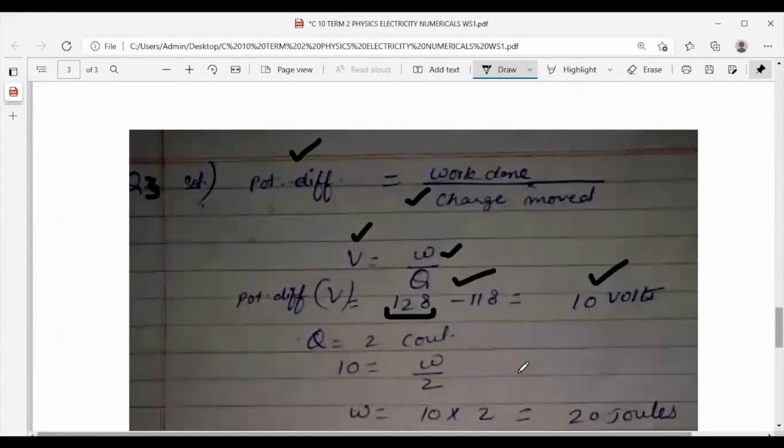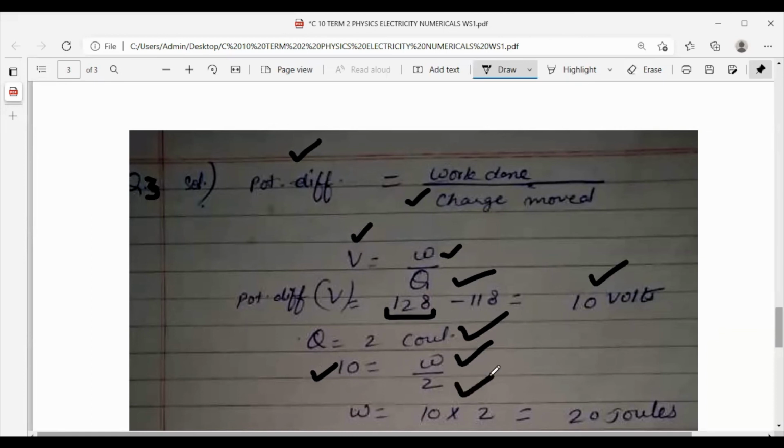So here you have got V as 10 volts, Q you already know, 2 coulombs. You will simply keep the value V is equal to 10. W you do not know because you have to find it out. The question is how much work is done, and 2 coulombs means the charge. So W will become 10 times 2, that is 20 joules. Here you have to understand that work done is given by W and the answer will always be in joules. Charge will be given in coulombs, potential difference will be given in volts.